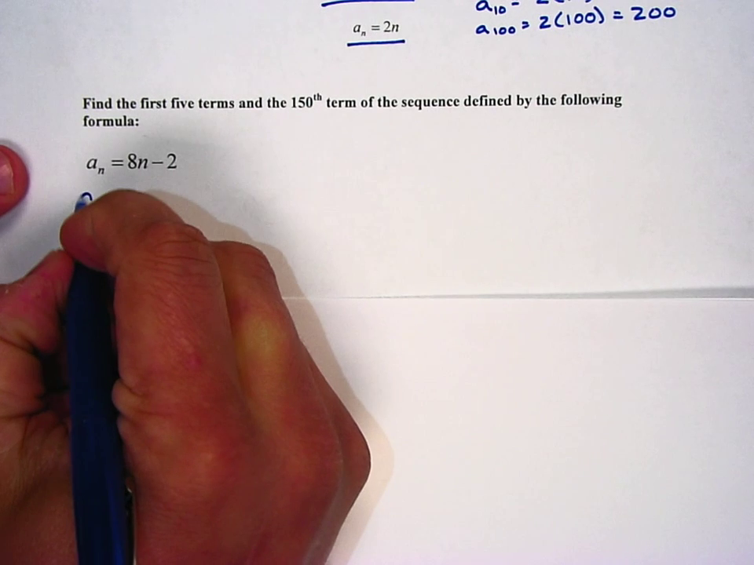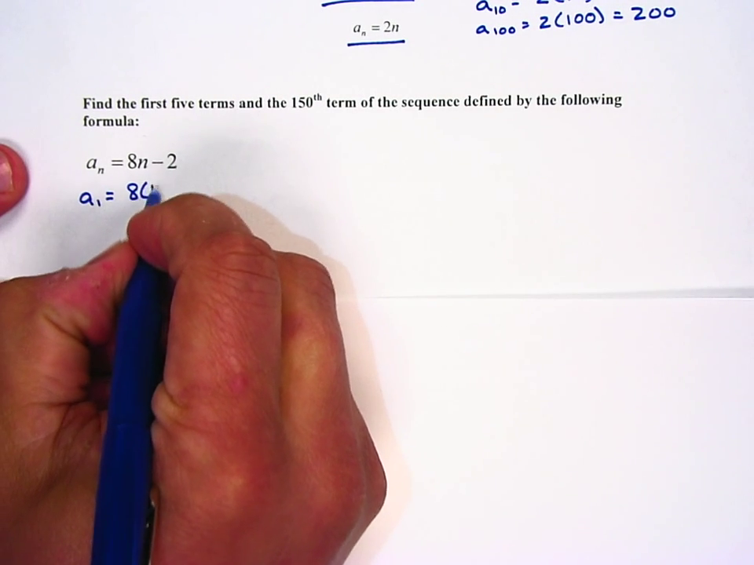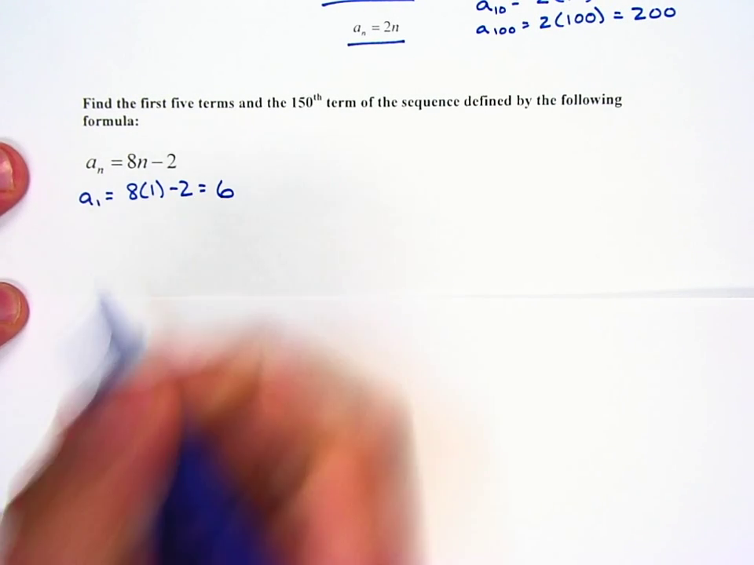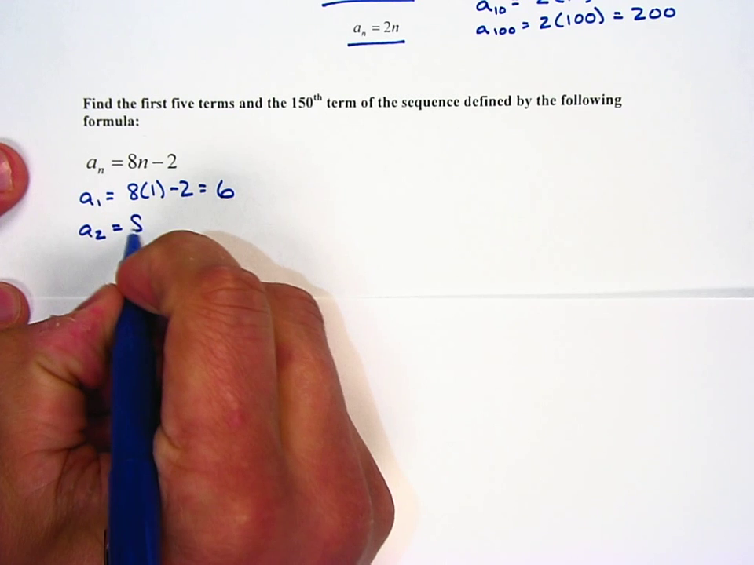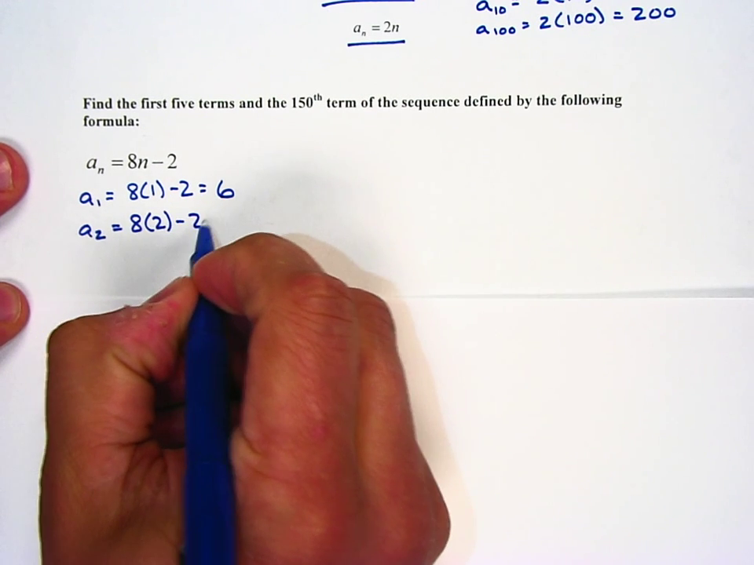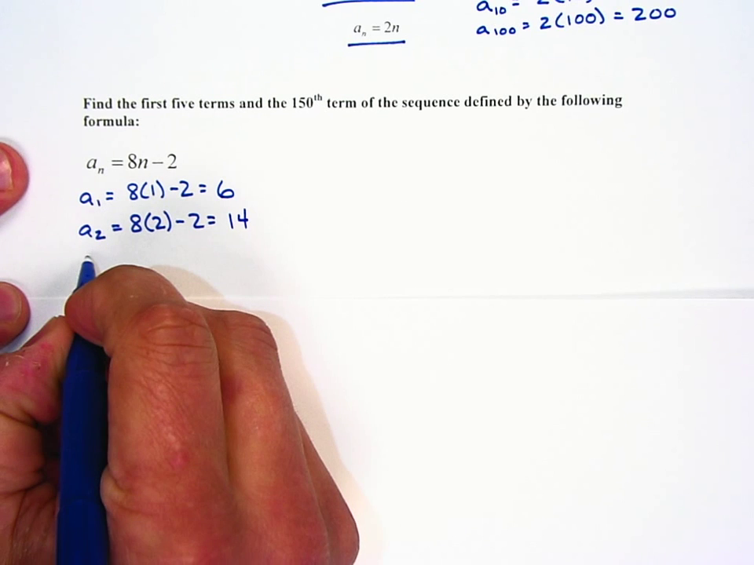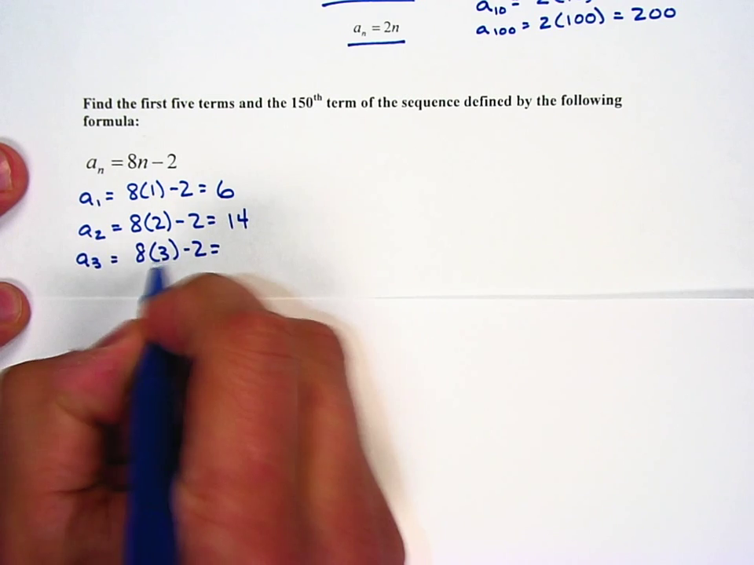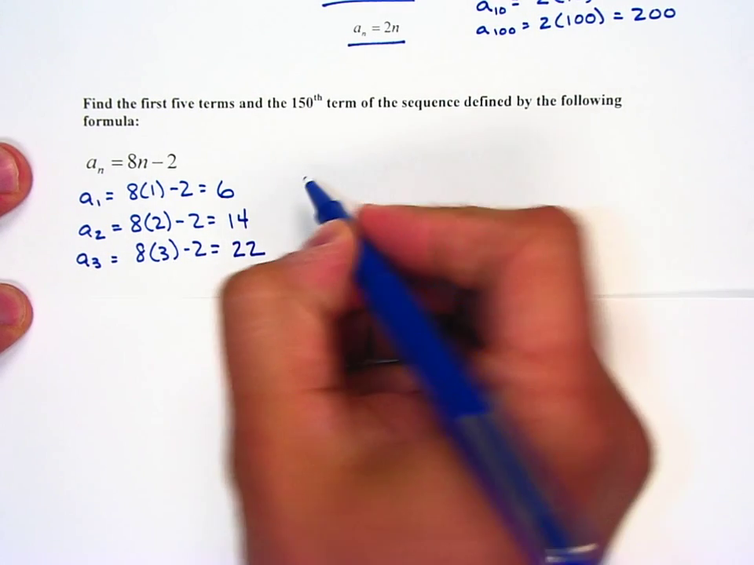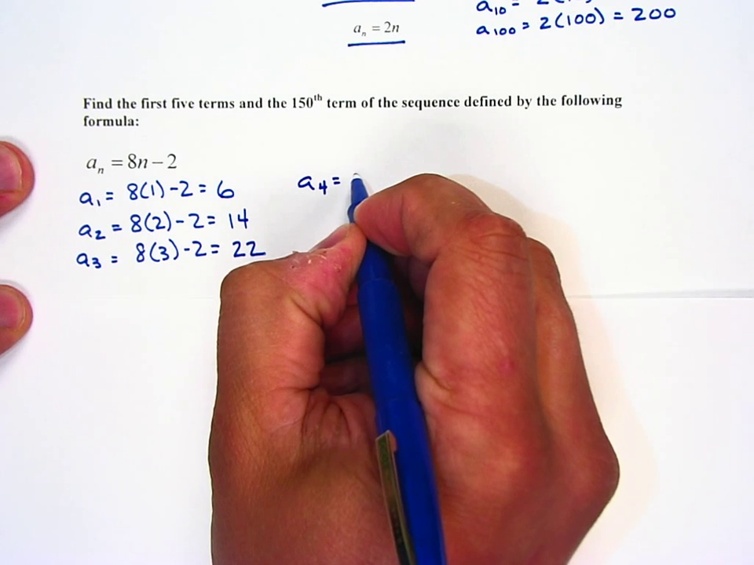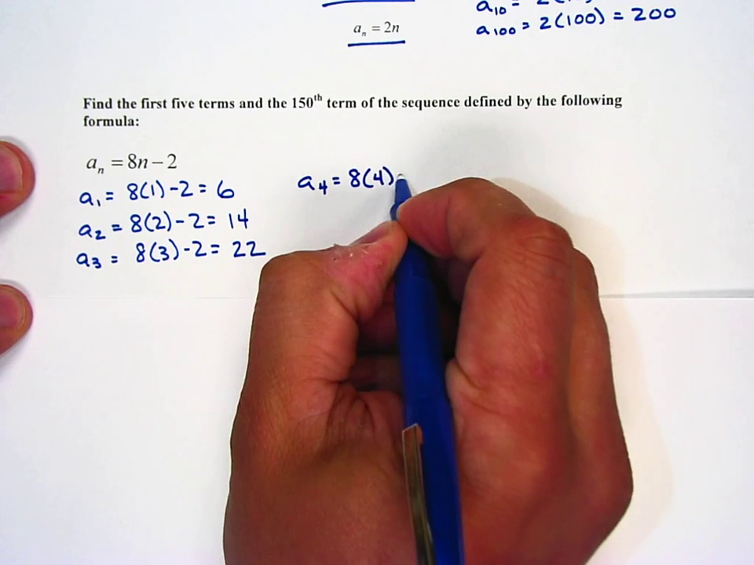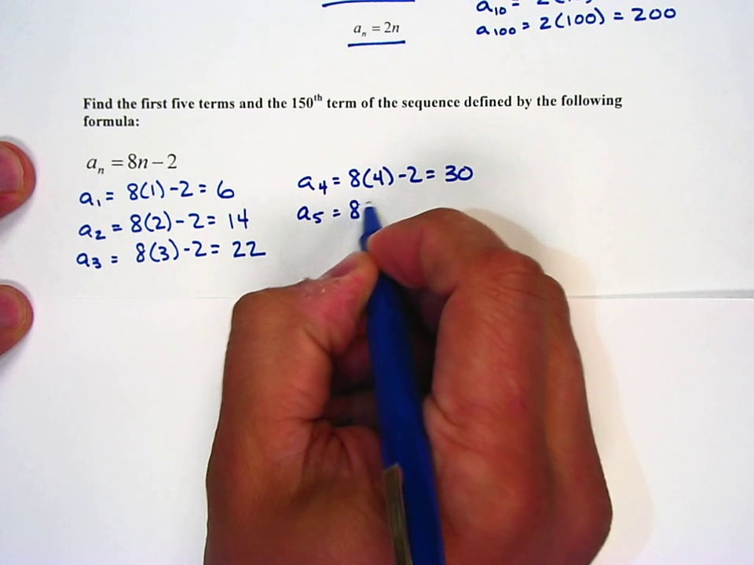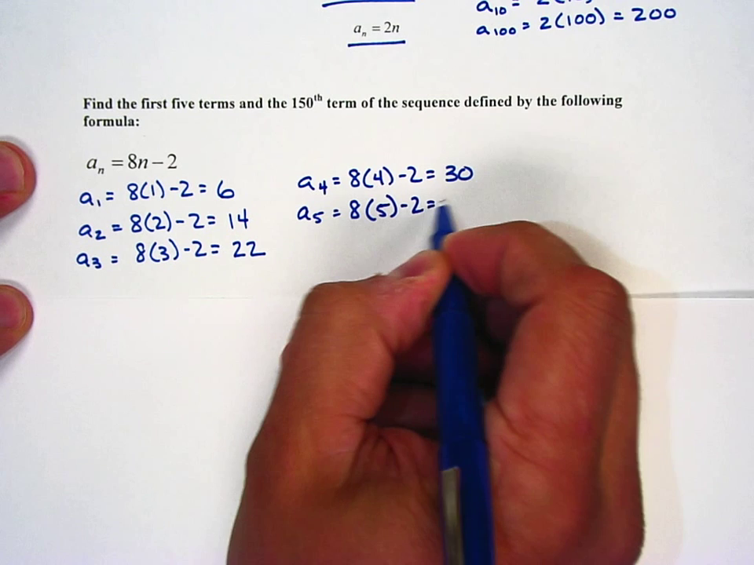First term, really simple, A1. So we're just going to plug it in, 8 times 1 minus 2. That's 8 minus 2, which is 6. So the first term is 6. Second term, 8 times 2 minus 2, 16 minus 2, that's 14. Third term, 8 times 3 minus 2, 24 minus 2, 22. A4 is the fourth term, 8 times 4 minus 2, that's 30. A5 is the fifth term, that's 40 minus 2, which is 38.